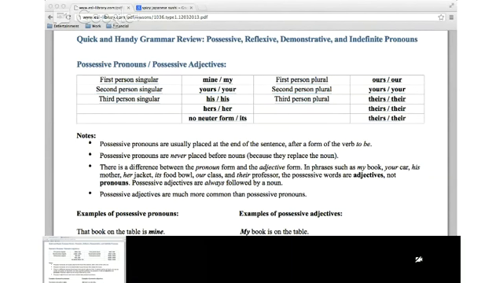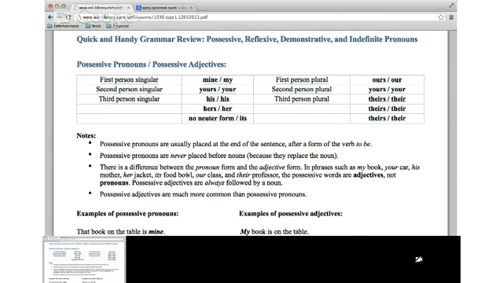And the third person singular is hers, her. No neuter form, its. In the third person plural, theirs, their. Notes: possessive pronouns are usually placed at the end of the sentence, after a form of the verb to be. Possessive pronouns are never placed before nouns, because they replace the noun.